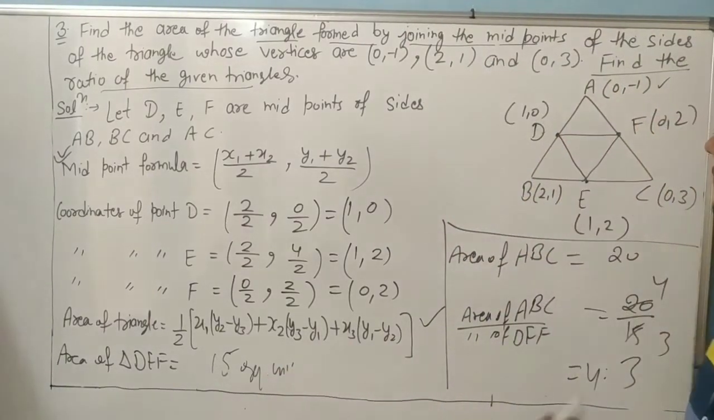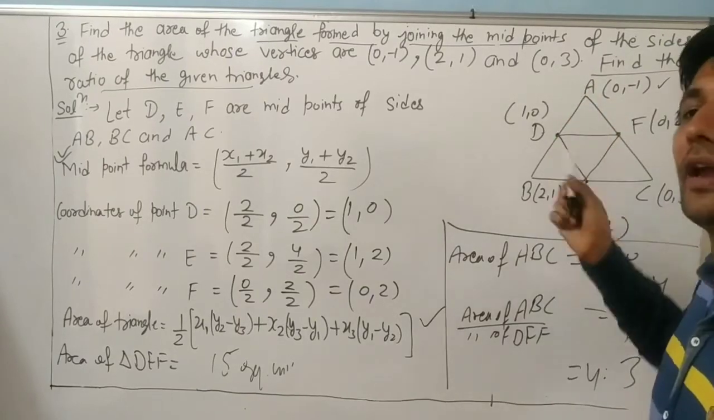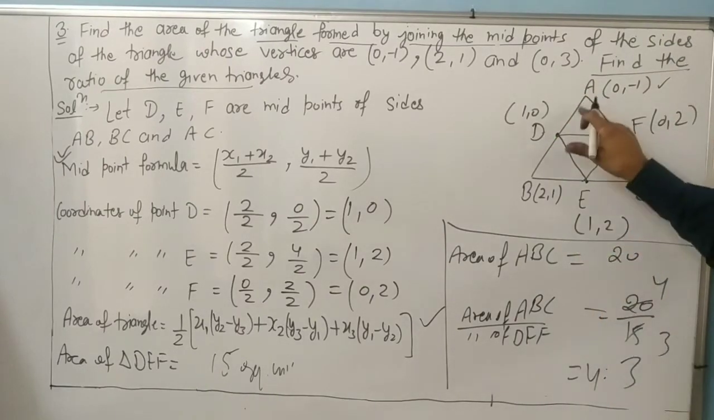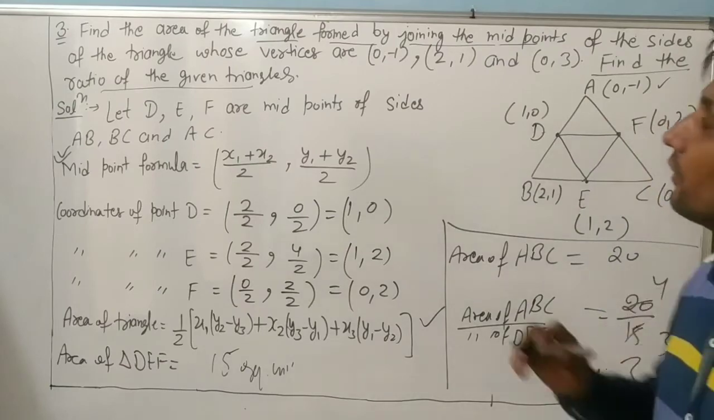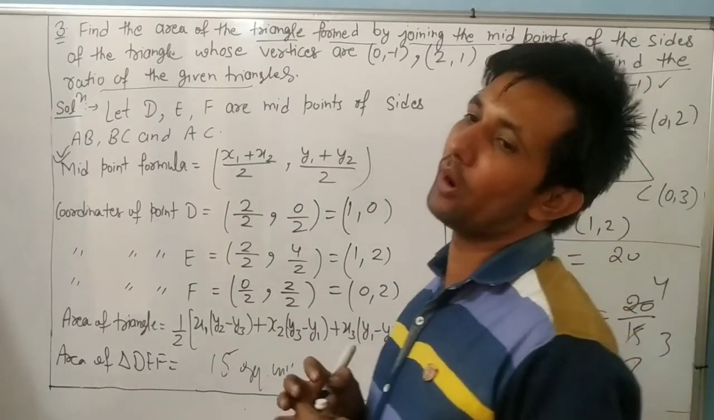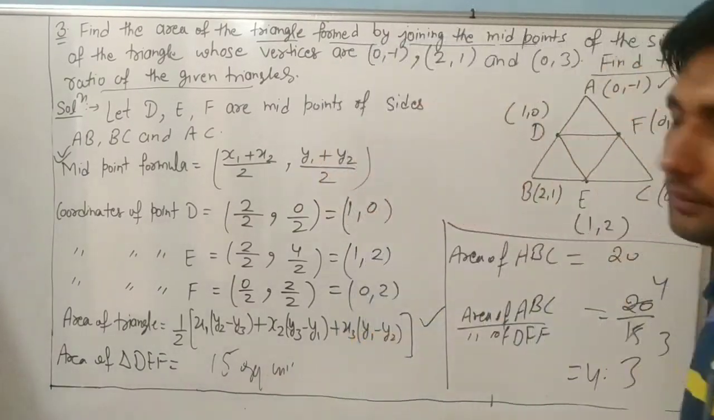So find the areas of DEF and ABC yourself. First find the coordinates of DEF, and we know D, E, F are midpoints, okay? So please note it down here.